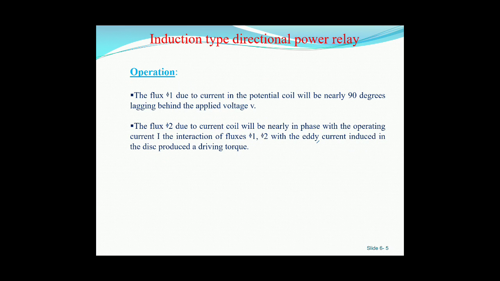Next, coming to the operation. First we are taking the V as a reference vector. Next one is the flux phi 2. The flux phi 2 due to the current will be nearly in phase with the operating current I. Next one is the flux phi 1 due to the current in the potential coil will be nearly 90 degrees lagging behind the voltage.